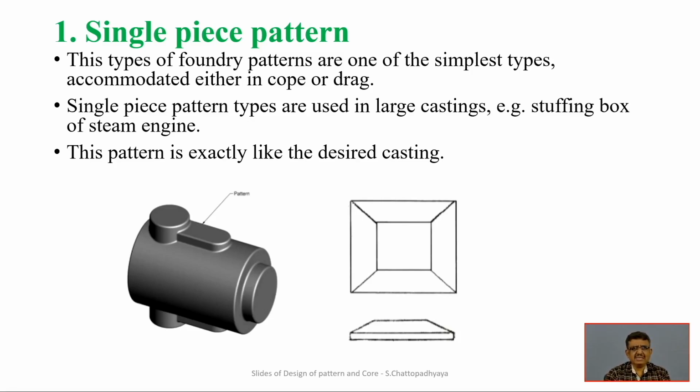The first one is the single piece pattern. This type of foundry pattern is one of the simplest types, accommodated either in cope or drag fashion. It will be either in cope or drag. It is not split, so it is not divided in cope and drag. So it is a single one, and in large castings, stuffing boxes and other things of those steam engines are made by that, and this pattern is exactly like the desired casting. So an entire copy of that shape will be made, but definitely it has to be of less complex shape, and it will be put either in the cope or in the drag.